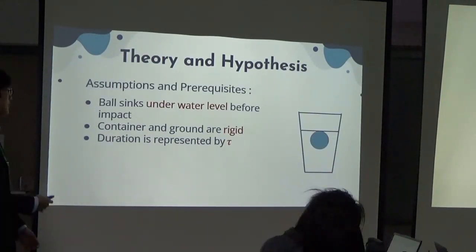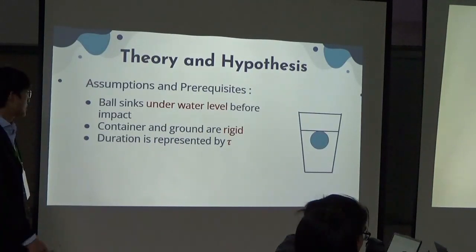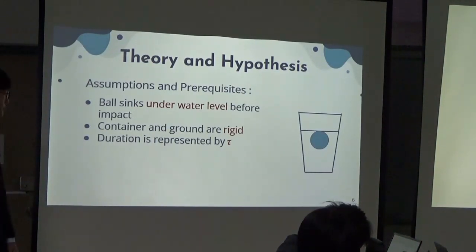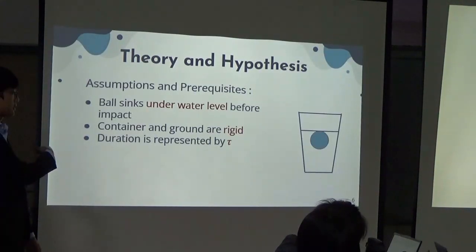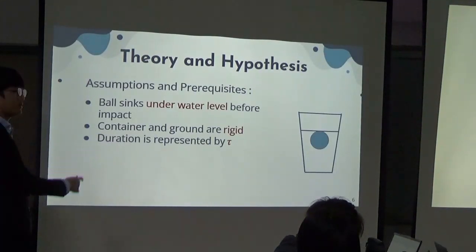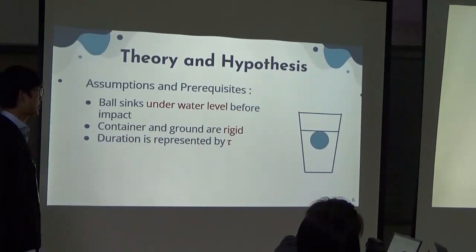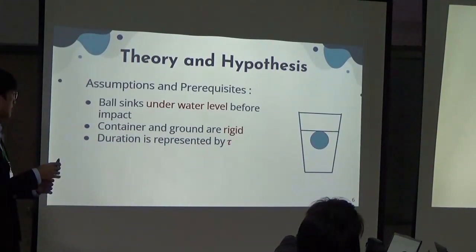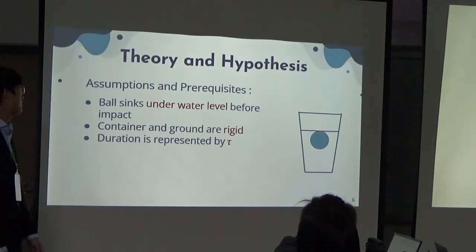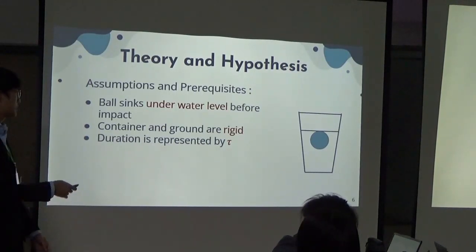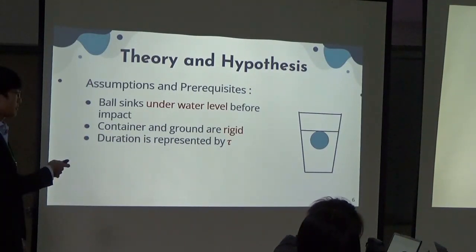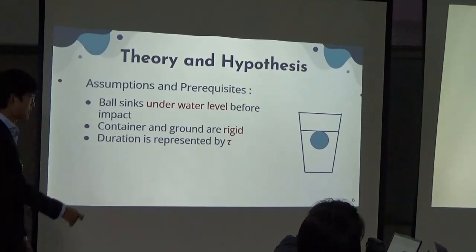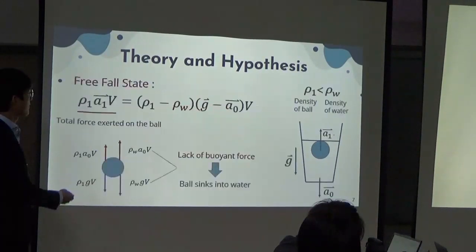And this is our theory. First, our assumptions. We assume that the ball sinks under the water level before impact, as the picture showed in the demonstration video. And we believe that the container and the ground are rigid. We are going to represent the impact time, also the duration, by the symbol tau.